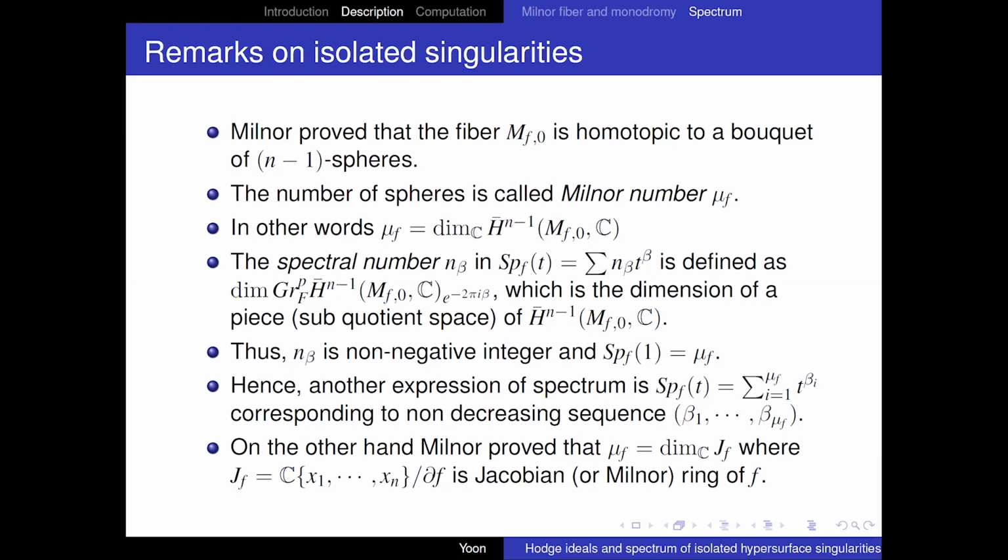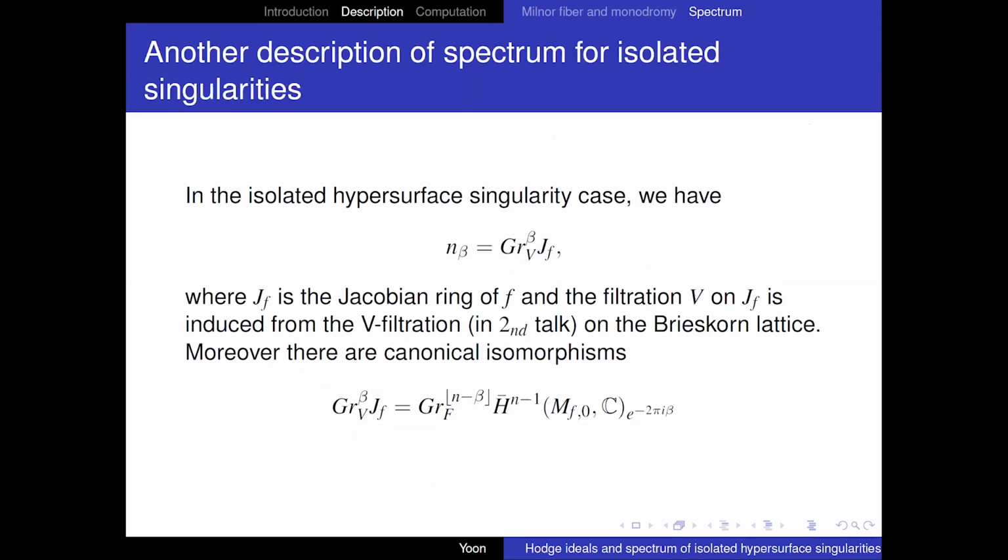If you remember, actually I didn't write it here, maybe you remember the Brieskorn lattice, and from the Brieskorn lattice, how to calculate the n-1 cohomology of the fiber. Then that is isomorphic to this Jacobi ring. Right. So we could have another description for isolated singularities here.